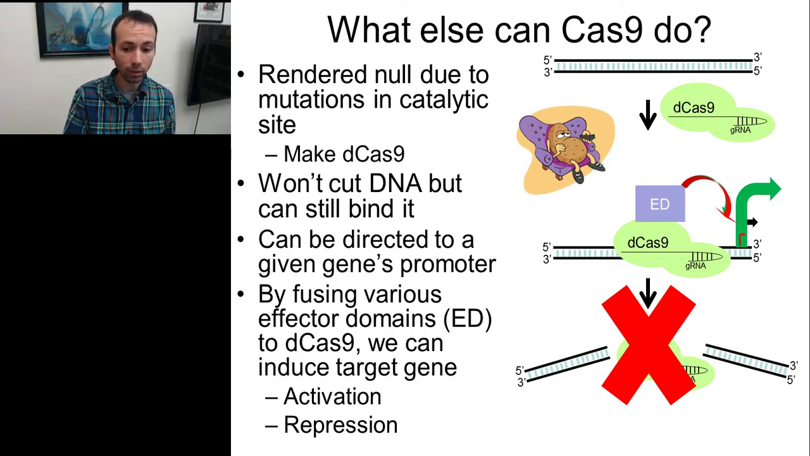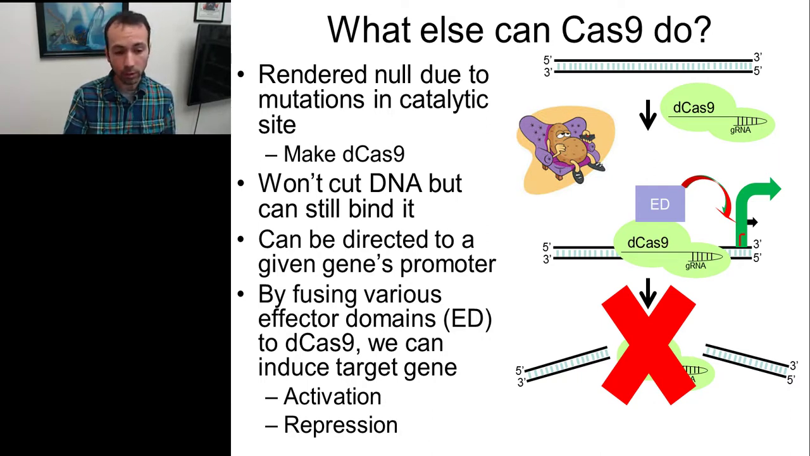You can then direct this little couch potato upstream of a given gene's promoter, and by fusing various effector domains to dCas9, such as domains required for gene activation or for gene repression, you can actually now regulate that gene's transcription. So why should you care about dCas9, and in particular dCas9 activators?